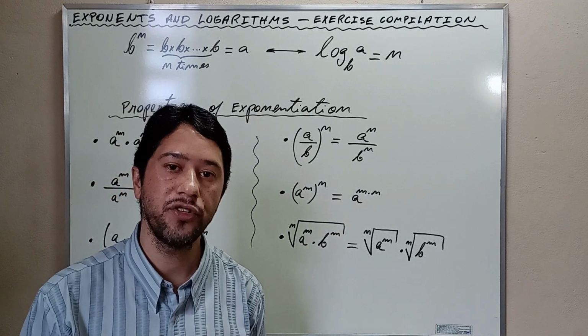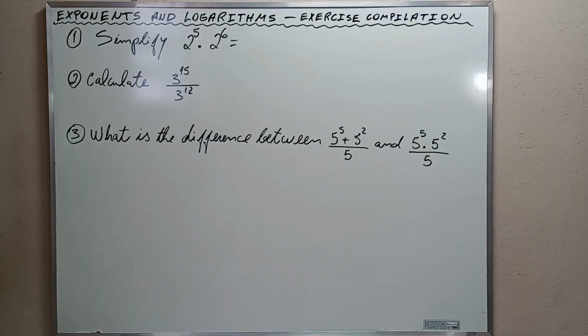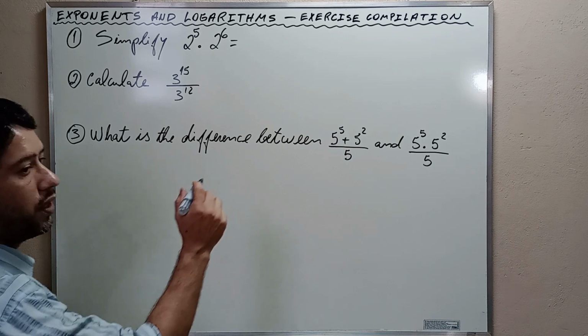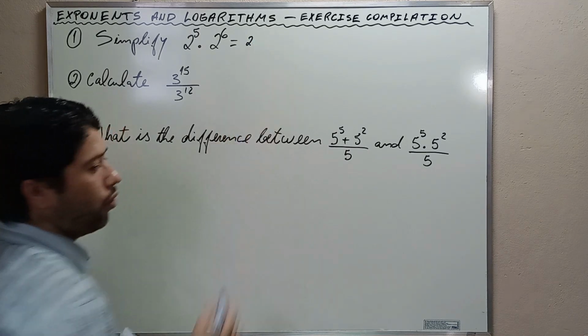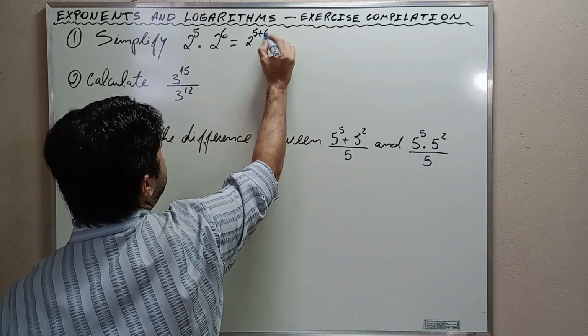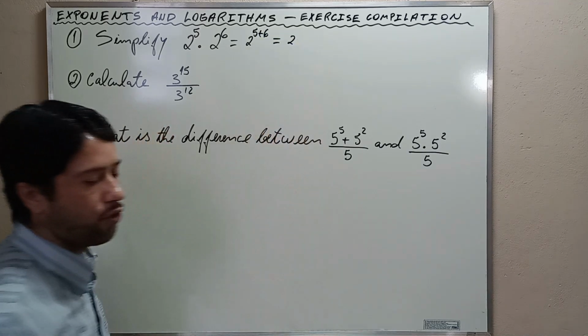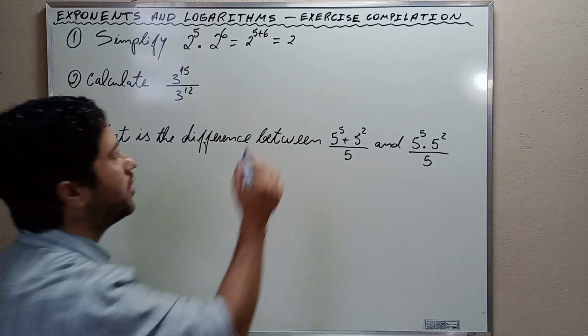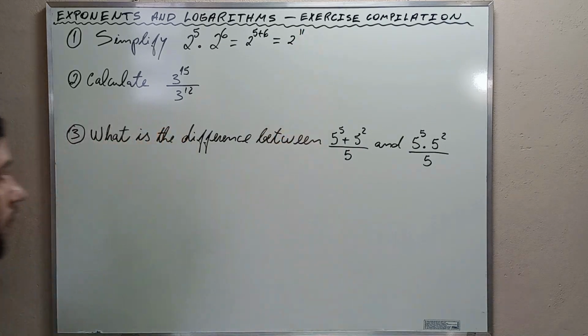Now my friends, let's go to the exercises. Exercise number 1, simplify this: 2 raised to the 5th power times 2 raised to the 6th power. What can we do to simplify this expression? We simply use the properties that we just saw. It becomes 2 raised to the power of 5 plus 6, and this is 2 raised to the 11th power, or if you prefer, 2 to the 11th.